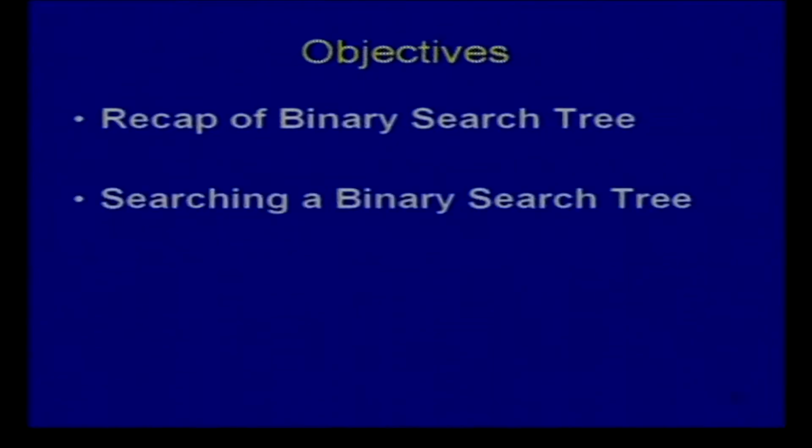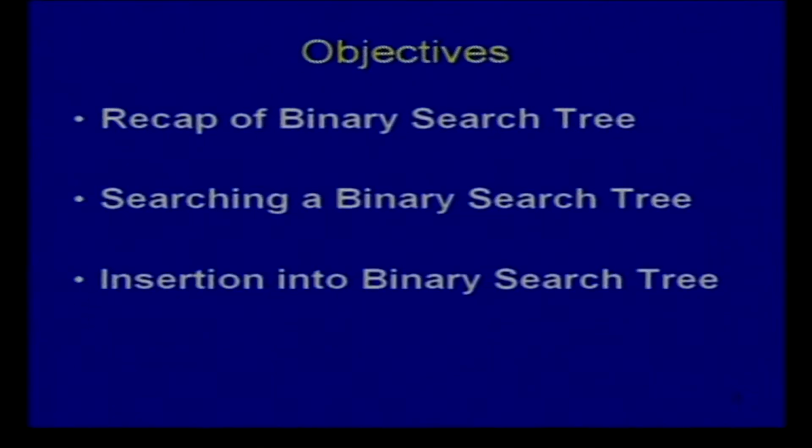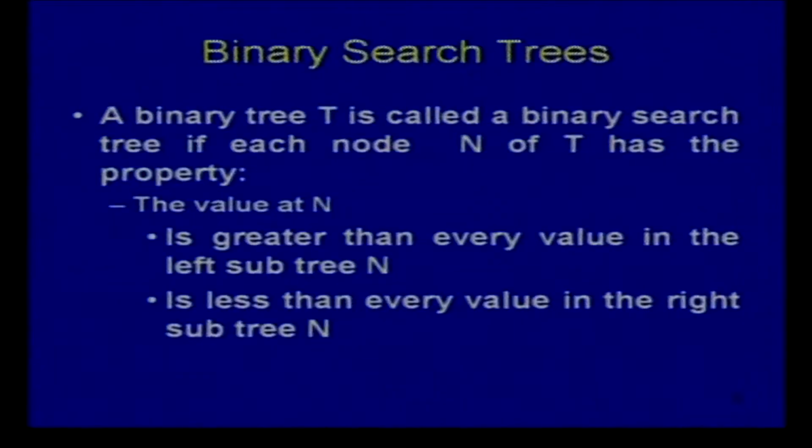So, we are going to have a recap of the binary search tree. We are going to search a binary search tree and then we are going to do insertion into a binary search tree. So, just to recap on what is a binary search tree. A binary tree is called a binary search tree if for each node n, the value at n is greater than every value in the left subtree and is less than every value in the right subtree of n.